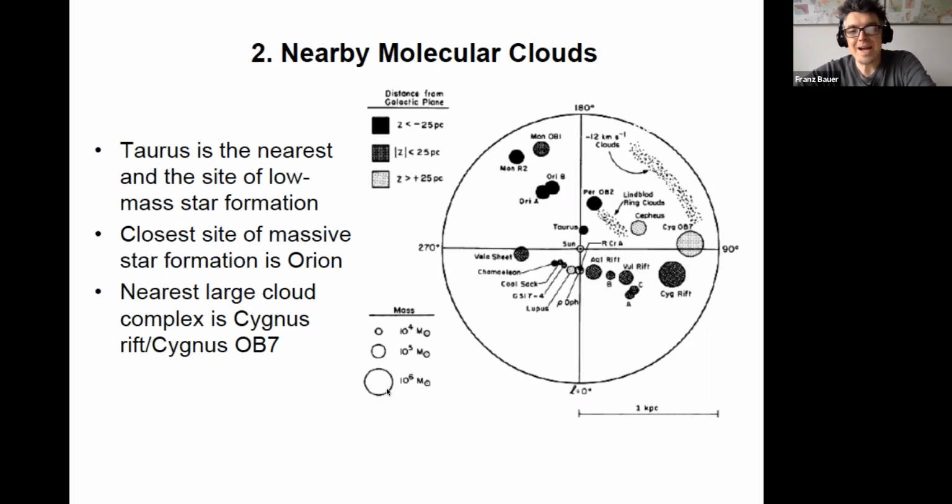And then these are the masses of these clouds. And so you can see a couple of very massive clouds, and the nearest things like Taurus, Chameleon, those are all very tiny mass clouds.